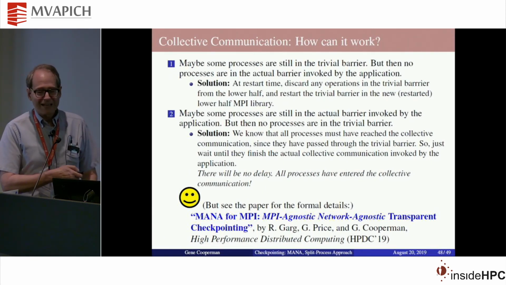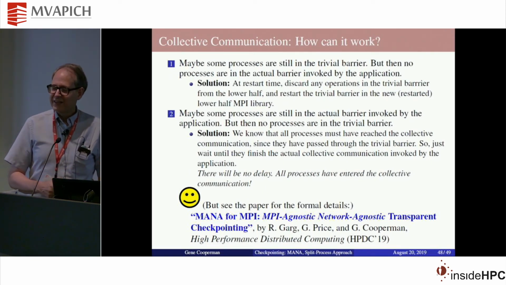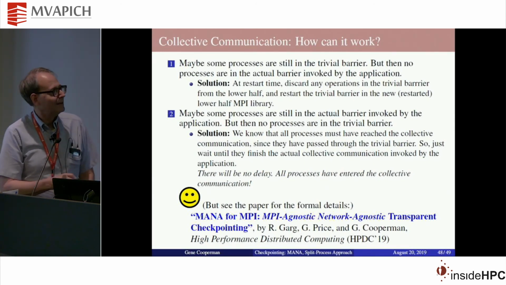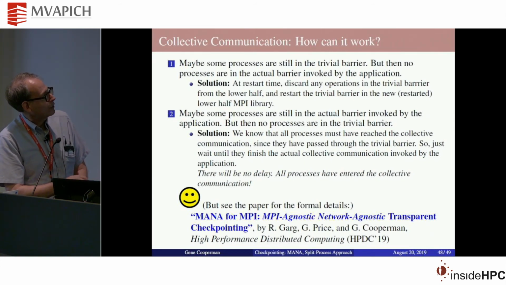And now we'll just kill the lower half, and then on restart, we'll tell them to begin the trivial barrier one more time. No harm done. It's a completely different MPI. The new MPI never even knew that the old MPI was in the middle of a trivial barrier. So no problem. Okay, but maybe we're in the other case.